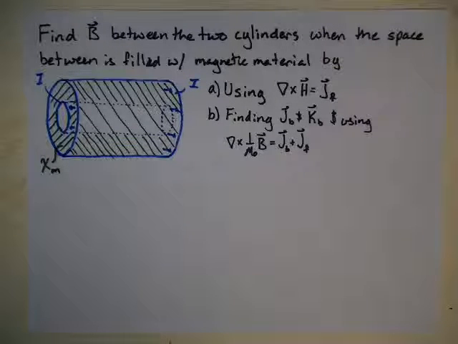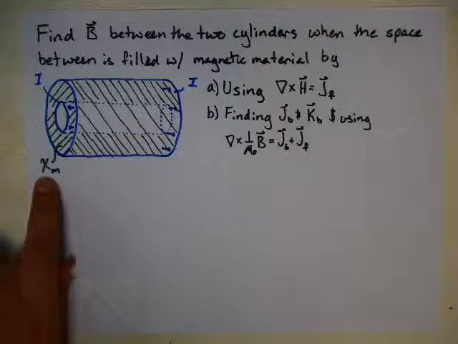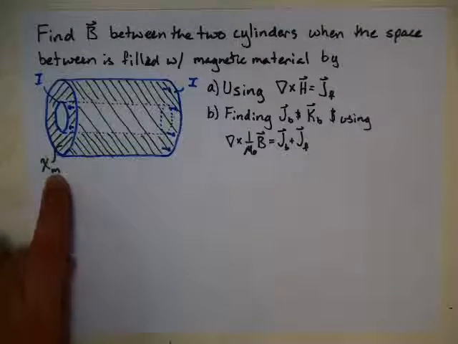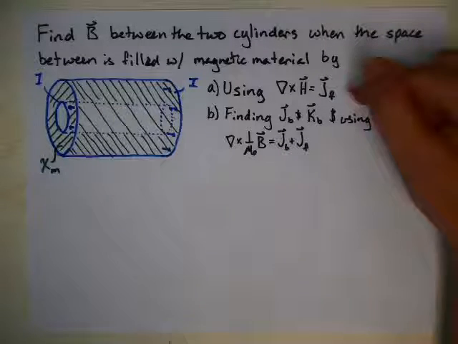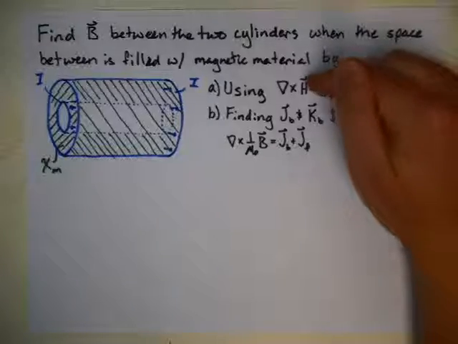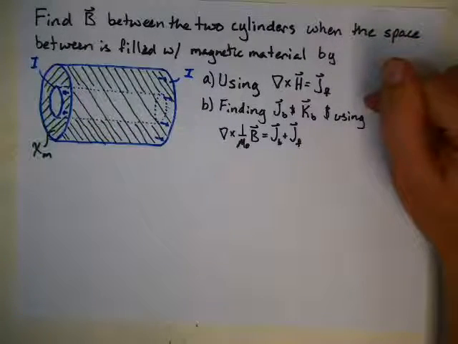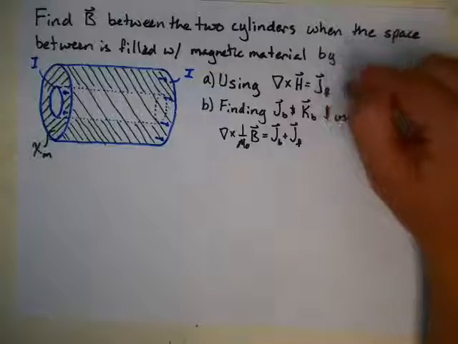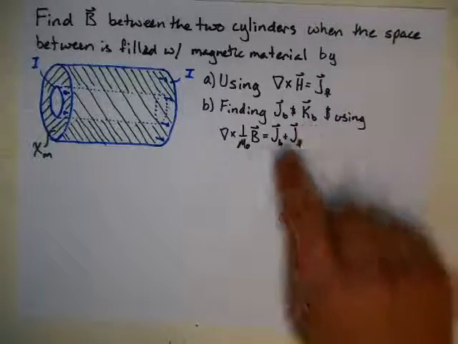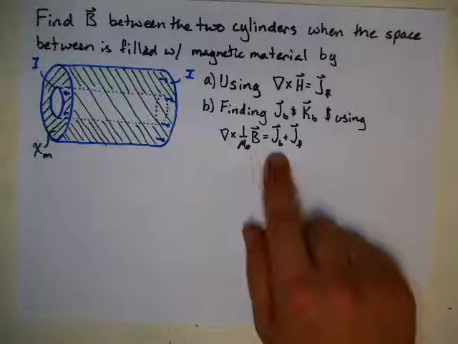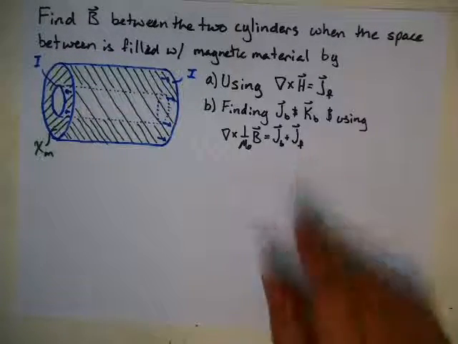Okay, in this example, we are asked to find the magnetic field between two cylinders when the space between the cylinders is filled with a magnetic material with magnetic susceptibility chi sub m. We are asked to do that in two different ways. We are asked to do it finding the magnetic field H first and using this expression. And then after we do that, we are asked to find the bound currents and directly find the magnetic field from the total current, including the bound and the free currents.